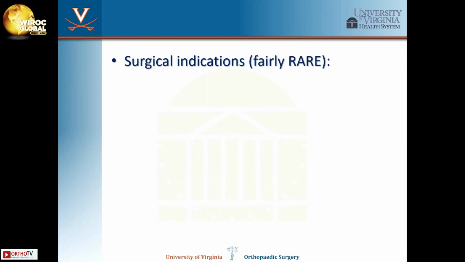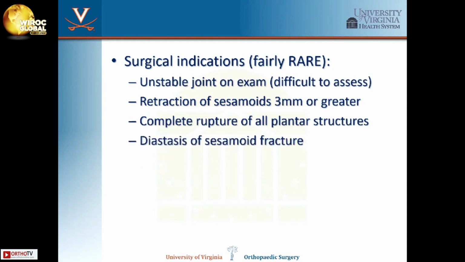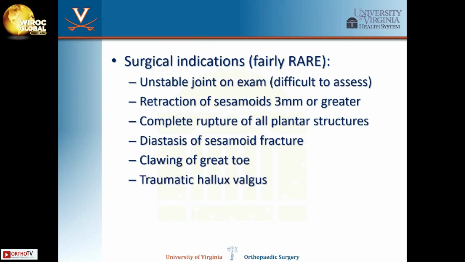Surgical treatment, the indications: these severe injuries are fortunately fairly rare, but an unstable joint on exam, retraction of the sesamoids 3 millimeters or greater compared to the contralateral side, a complete rupture of all plantar structures, which can be seen on an MRI, diastasis of a sesamoid fracture, clawing of the great toe, traumatic hallux valgus, and loose bodies within the joint.